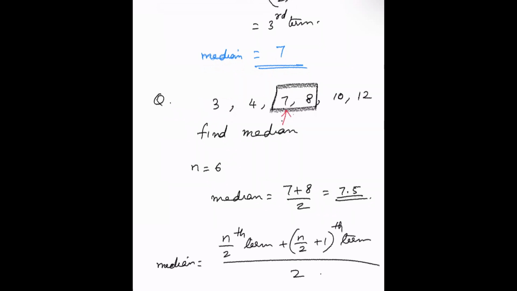Now n by 2 plus 1. n by 2 is 3. 3 plus 1 is 4. 4th term. Which is 4th term? 8. So they are saying take n by 2th term, which is 6 by 2th term or 3rd term, and then 3 plus 1, which is 4th term. Take those terms and find their average.